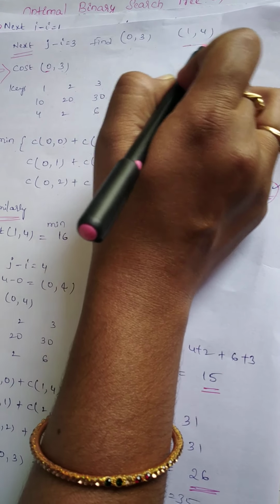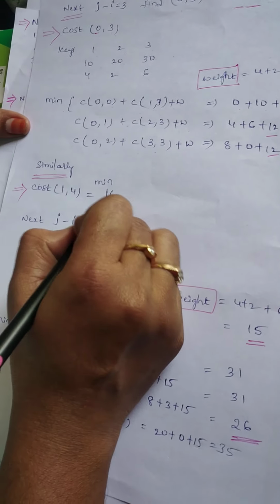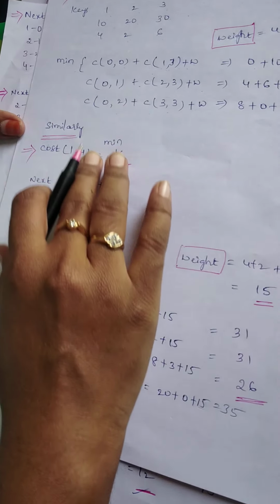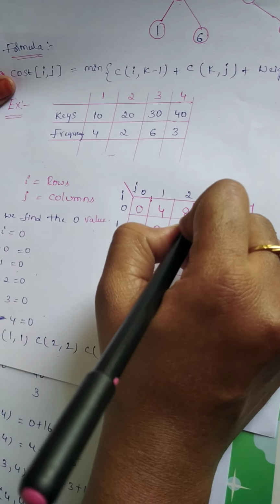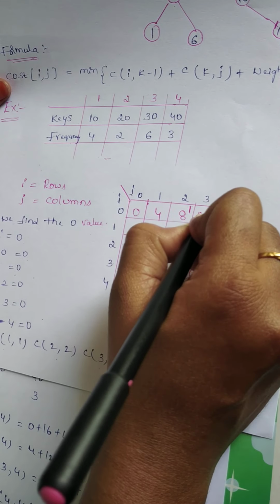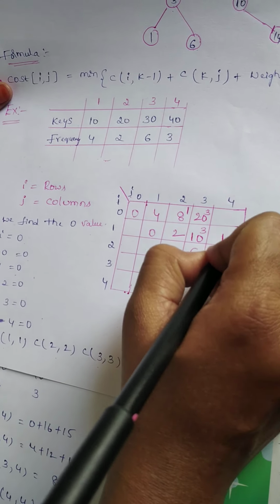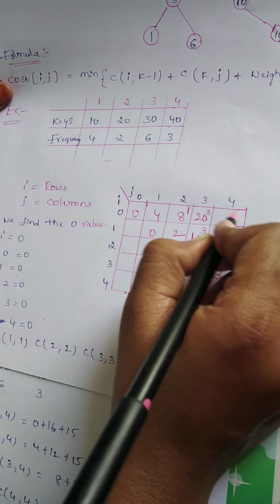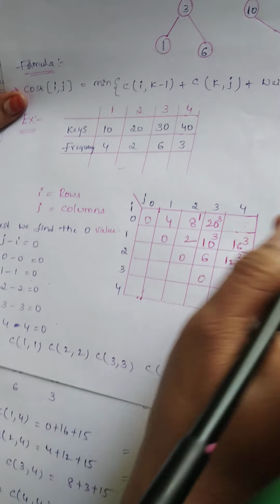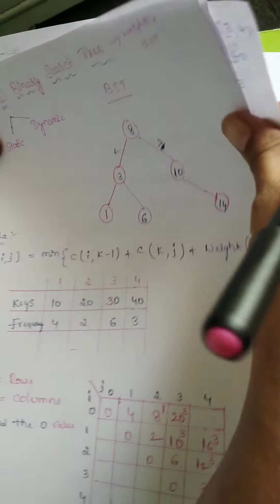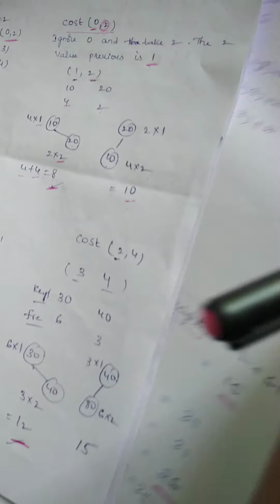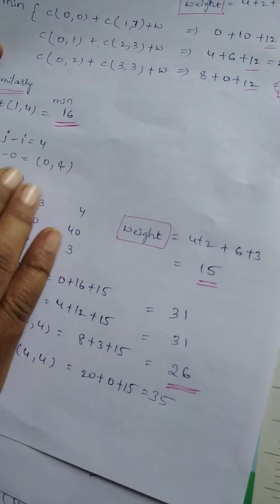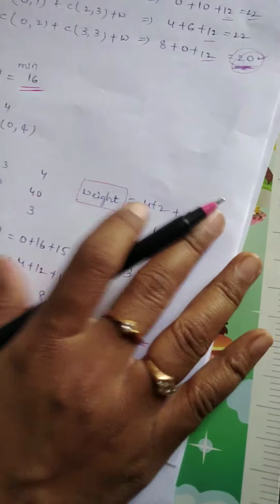Next calculate the 1, 4. We get the minimum value is 16. So we put the values in this box. So the values are 22 power 3. Next 16 power 3. Next find out the last value. So the last value is cost of 1, 4.